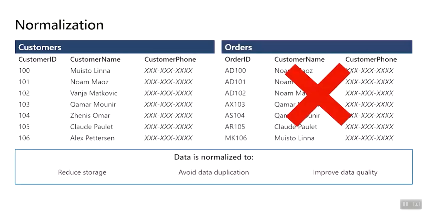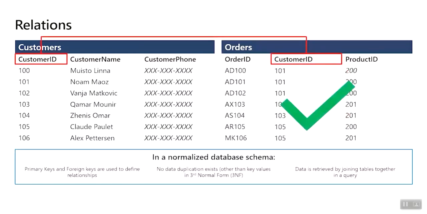For example, instead of storing a replica of the customer's details in the orders table, we would split out that data into two separate tables and reference the customer table from the orders table. So the orders table now contains both a customer ID and a product ID. The customer ID relates to the customer ID in the customer table, and similarly, the product ID will relate to the product ID in the products table.